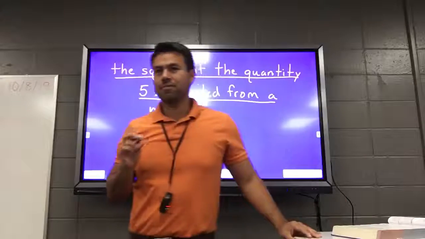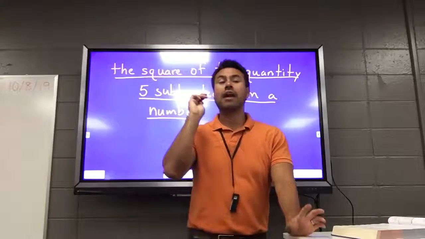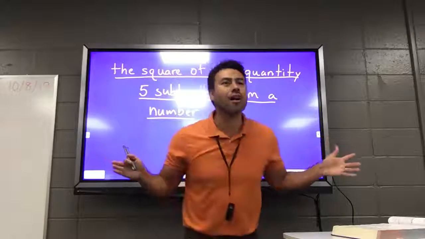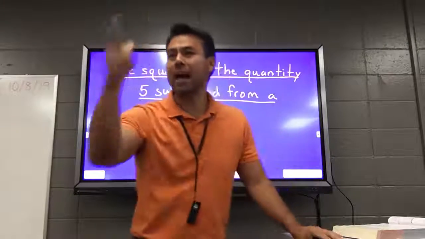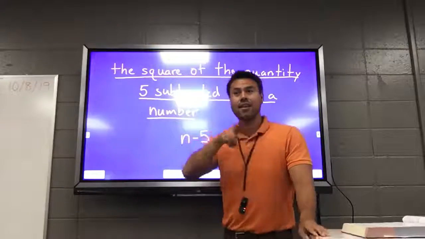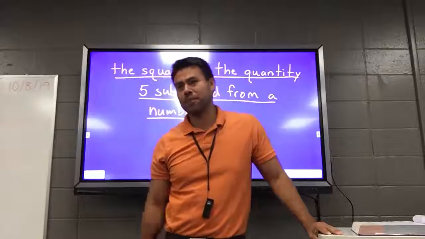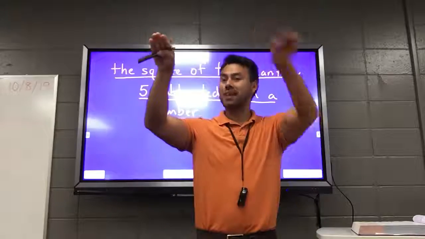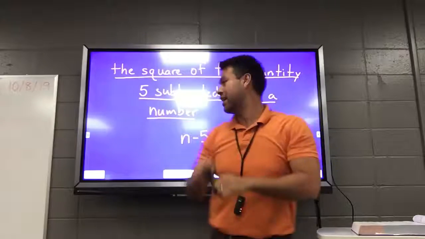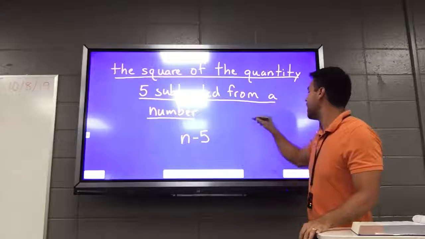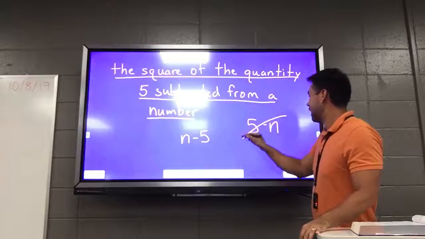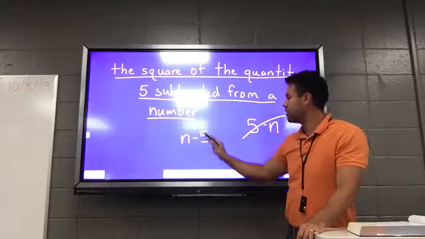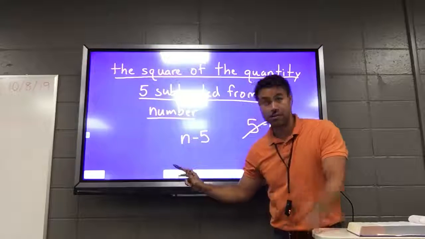How old are you, Olivia? 12. I'm going to subtract 5 from 12. What does that mean? 5 minus 12 is wrong. It's 12 minus 5. Isn't it? 5 subtracted from your age is what? Yeah. Because you had to do 12 minus 5, right? Okay. 5 subtracted from a number is not 5 minus n. It's n minus 5. Because you took 5 from a number. You took 5 from the number. Does that make sense?